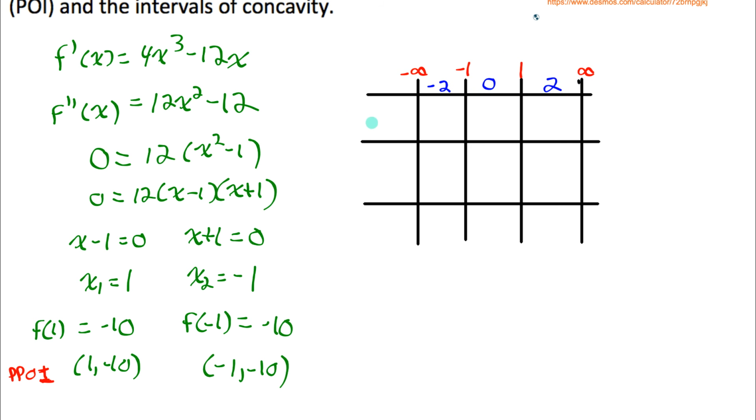I'm going to have to test each of those values in the second derivative. See if the second derivative is positive or negative, and then comment on what that tells me about the original function. And then that will help me figure out if there are points of inflection at the x values of -1 and 1. So if I plug -2 into the second derivative, I would get 36, which is positive. That tells me the original function in the interval between -infinity and -1 must be concave up. So it must look like this.